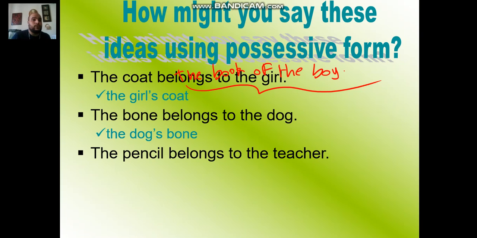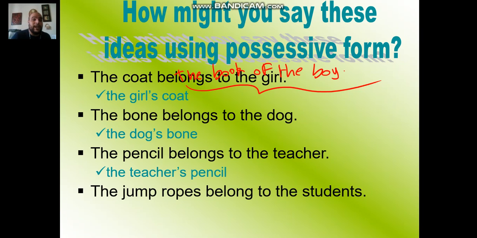The pencil belongs to the teacher. Of course, the owner is whom? The teacher. He's going to be number one. Then the apostrophe s, sign of ownership. Then the pencil. What does he own? So the teacher's pencil.